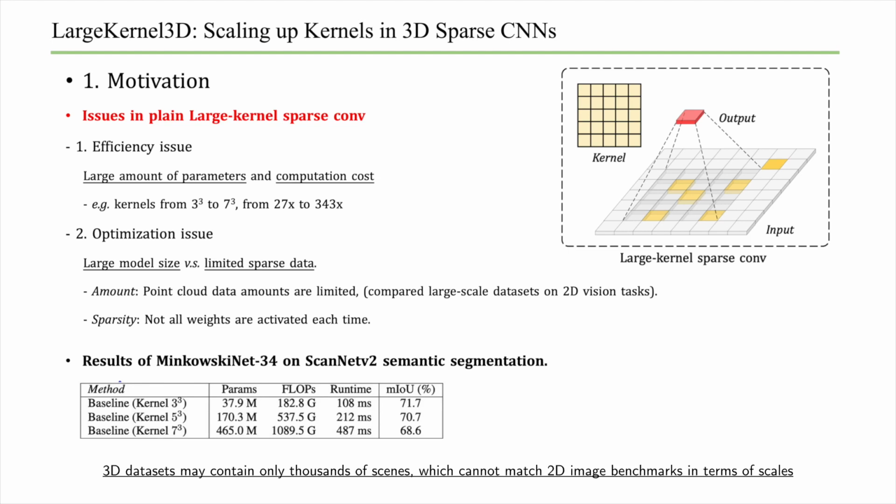The second difficulty exists in the optimization procedure. 3D datasets may contain only thousands of scenes, which cannot match 2D image benchmarks in terms of scale. In addition, 3D point clouds or voxels are sparse, instead of dense images. Thus, it might be insufficient to optimize the proliferated parameters of large kernels, which leads to overfitting.